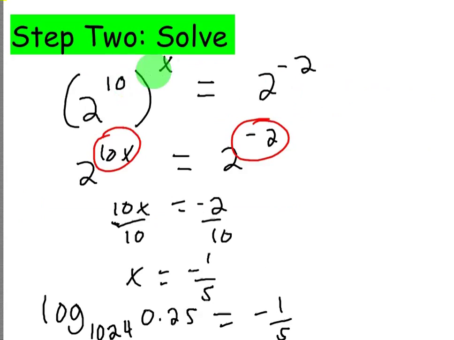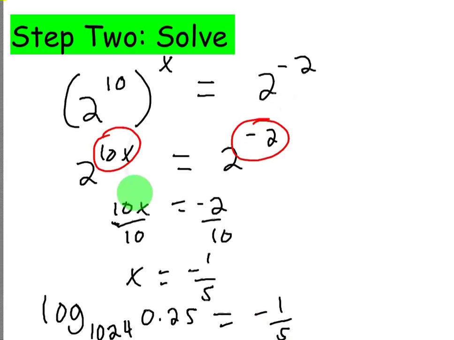Then you apply your exponents. 10 times x is 10x on the left. And then you just set 10x equal to negative 2. From there, you will divide by 10. And you will reduce this fraction, negative 2 over 10. Both are even, so you can divide them both by 2 to get negative 1/5. And so basically, we've shown that log base 1024 of 0.25 is equal to negative 1/5.